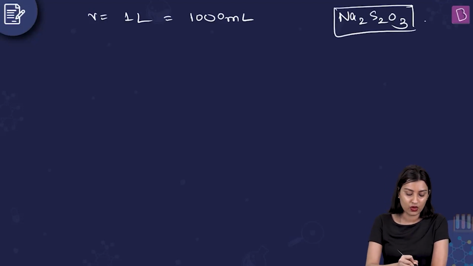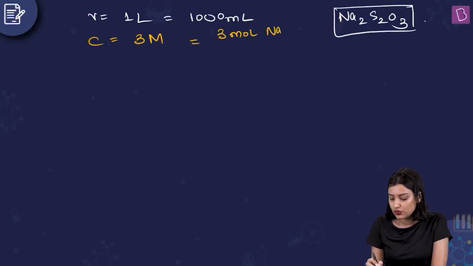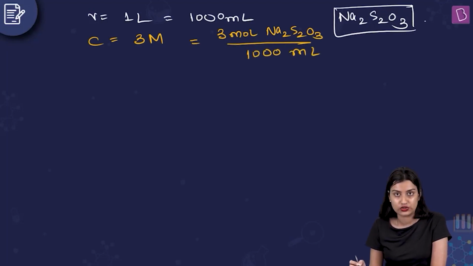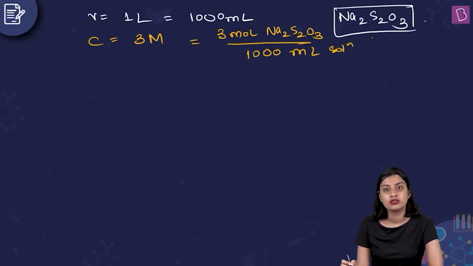Okay, you have your Na2S2O3 sodium thiosulfate solution. Now what have they said? They have said that concentration is equal to 3 molar. What does that mean? It means that you have 3 moles of Na2S2O3 in 1000 ml of solution. Solution, important. This is given to you.